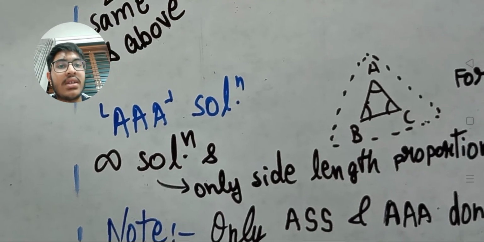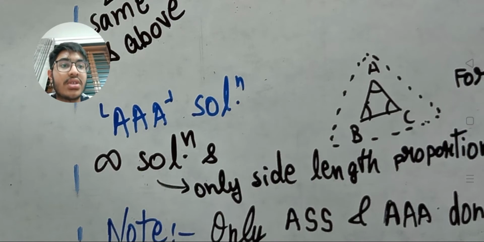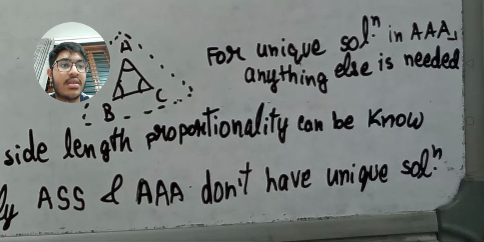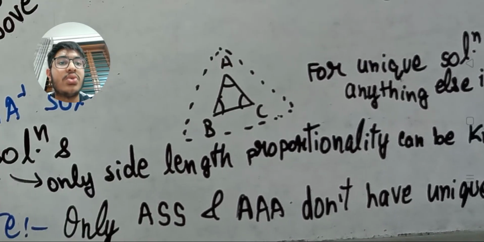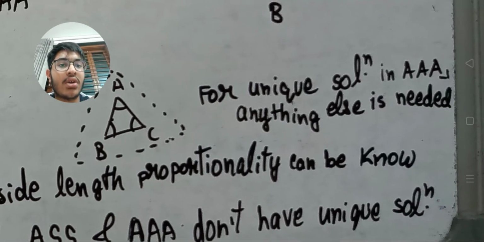Then we come to the AAA solution, when all the three angles are given but no side is given. Here we find infinite solutions are possible. The reason being, we can only find the side length proportionality here, but a unique solution cannot be known. So there are infinite side lengths which are possible, which are all in proportionality.